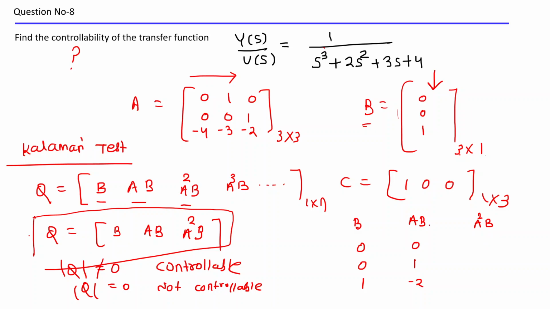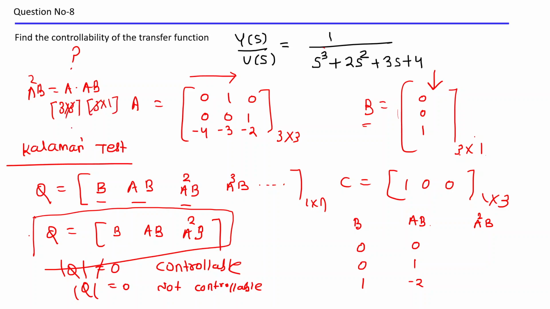Then A square B is nothing but what? After you find AB, how will A square come? You have to multiply AB with A again. A square B is A into AB. After you get the AB matrix, you just multiply with A, because A is a 3 cross 3 matrix and AB is a 3 cross 1 matrix.